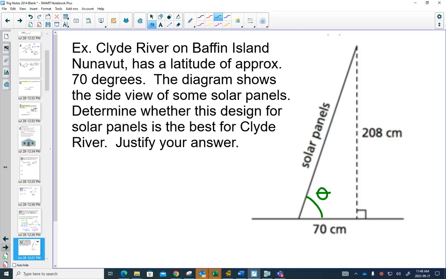Okay? Theta. So then what we would do is we could say, well, I know that tan of theta, TOA, opposite of theta is 208. Adjacent would be 70. How would I use my calculator to find the angle? Opposite of tanning is tan inversing.